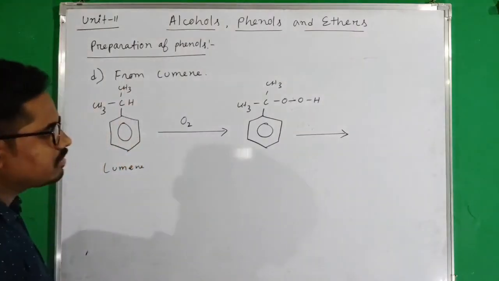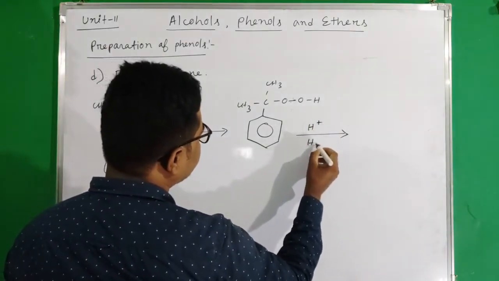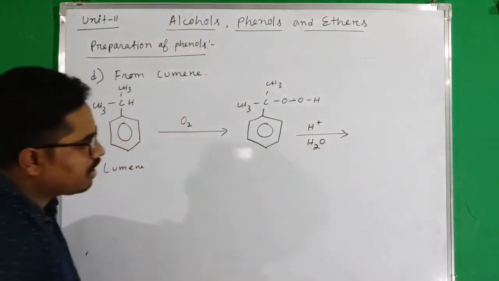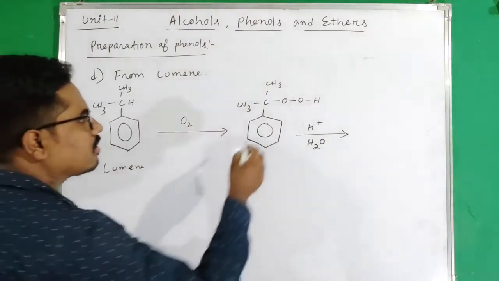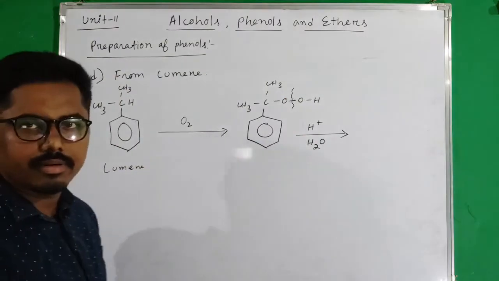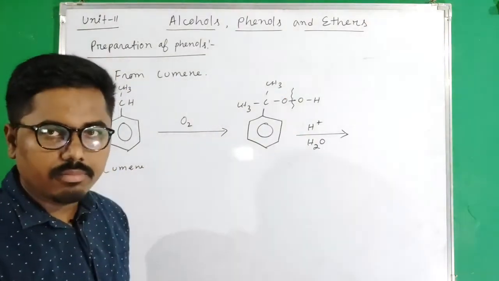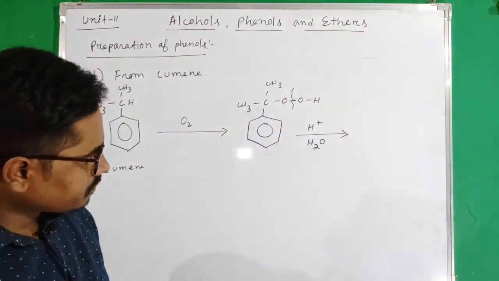Okay, now this product is hydrolyzed with an acid, and during hydrolysis the peroxide bond will break. Because the peroxide bond is a very weak bond, oxygen generally forms a double bond with each other.